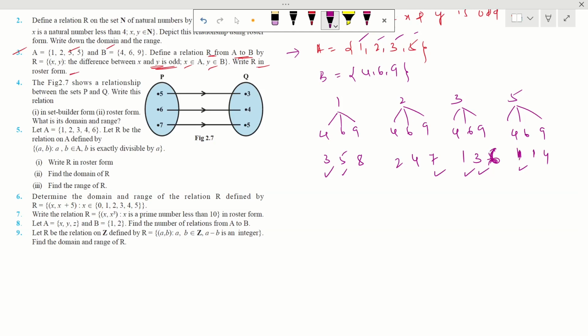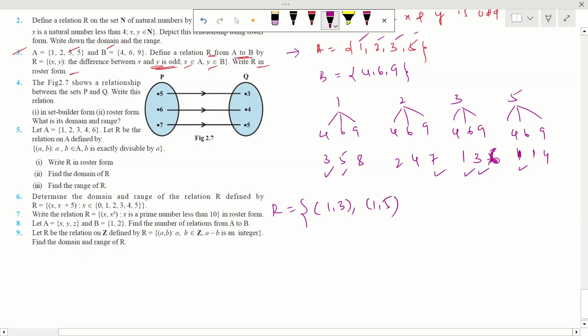Okay, then this one we have to write in roster form. Suppose I write the ordered pairs. I will start from 1 here. Here 1 is not here, 2 is not here. So 1 is here, then we can write (1, 3). Here 1 is here, so (1, 5) I can write. Only one we have to take because 2 repeats here.